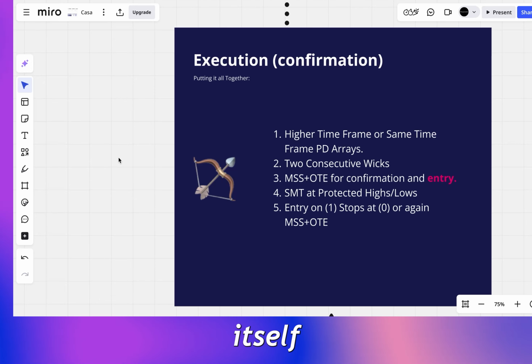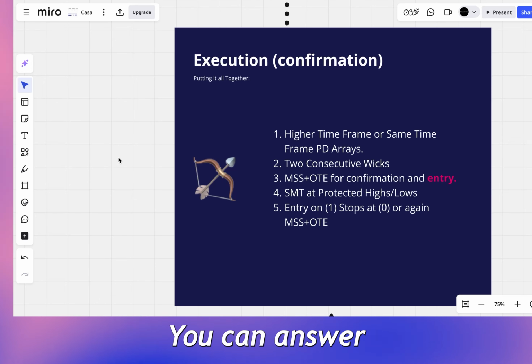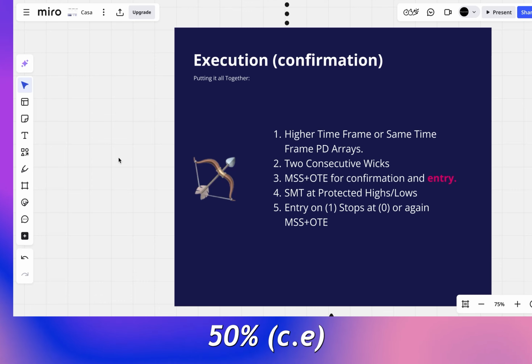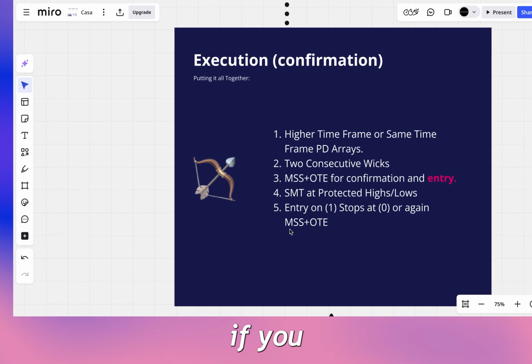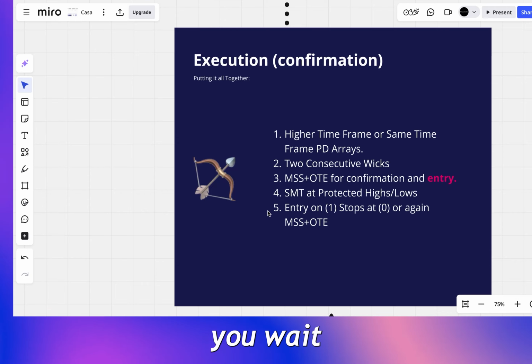So that wick in itself is super high probability. You could enter off of CE, stops at 1 or 0. And then again, if you always want to wait for confirmation, you wait for that SMT to hold, and then you wait for that market structure shift plus OTE entry.